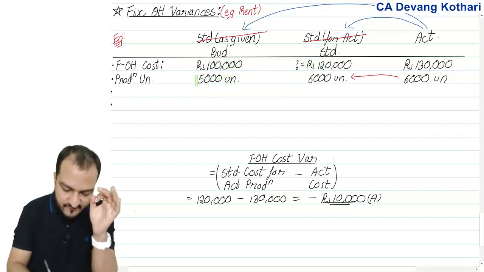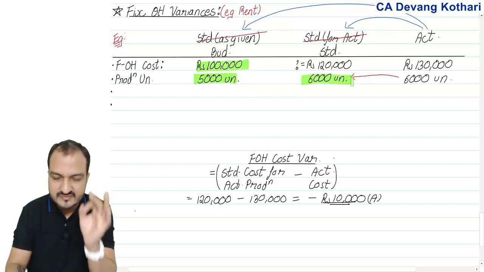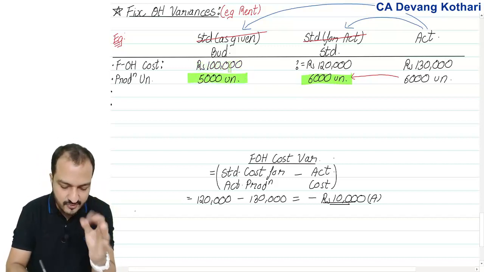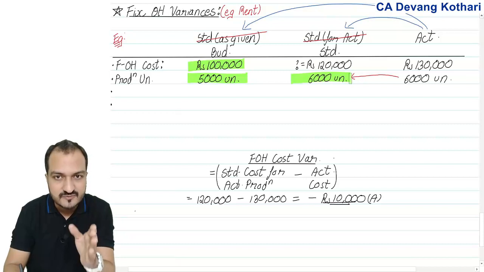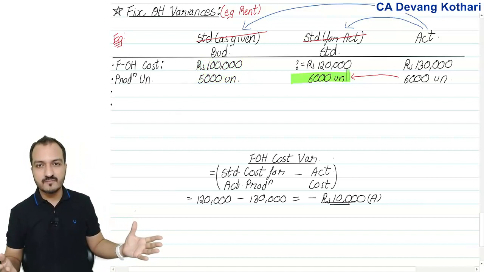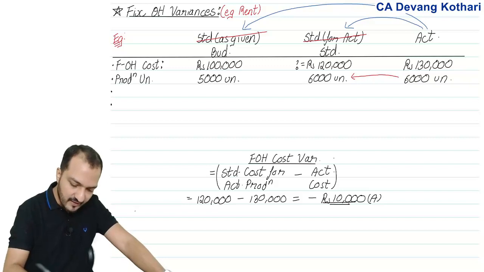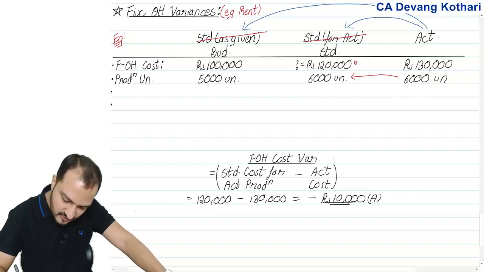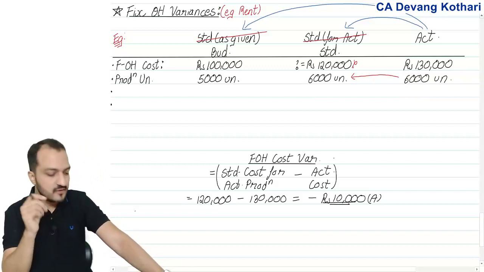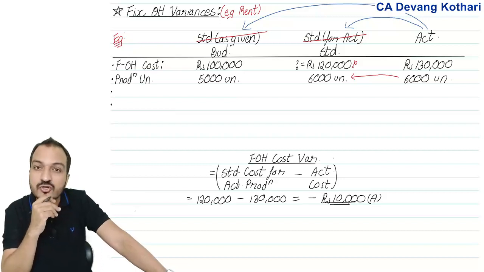Like for 5,000 units, if the estimated rent was 1 lakh, then for 6,000 units, what should be the estimated rent? The estimated rent of 5,000 units is 1 lakh, so for 6,000 units production, your estimated rent should be the same 1 lakh. Then what is this 1,20,000? Well, it seems that the 1,20,000 written in the standard appears to be wrong. Well, it is not wrong.